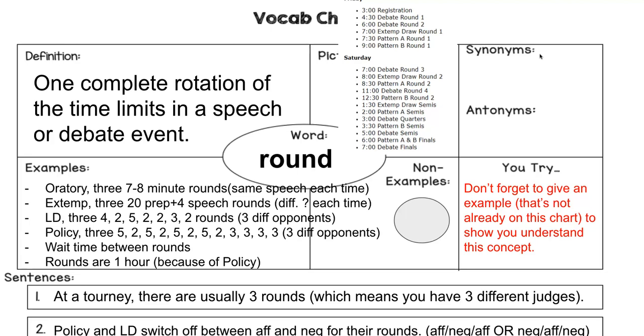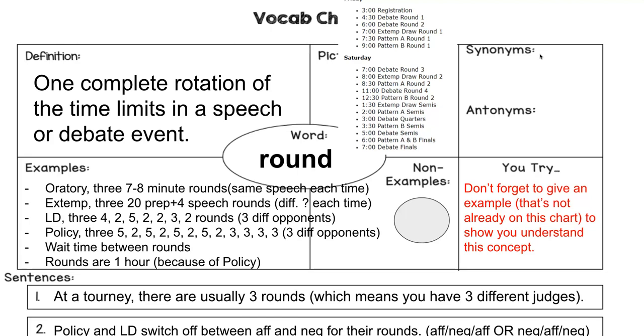Extemp, your round is very different. An extemp round has the 20 minutes of prep time plus the 4-minute speech. And each round is comprised of that 24 minutes. And they have a different question they draw for each round. And they have a different judge. And they give 3 different speeches with 3 different judges.